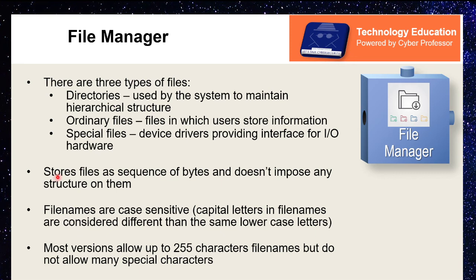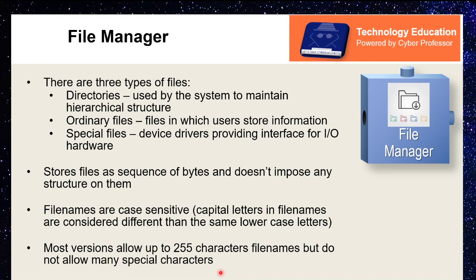Another characteristic of File Manager is the fact that it stores files as sequence of bytes and doesn't impose any structure on them. File names are case sensitive in the UNIX operating system, meaning whenever you assign a capital letter to a file name, that capital letter is considered completely different than the same lowercase letter. An uppercase A is considered different than a lowercase a in the UNIX operating system file management. Most versions allow up to 255 characters file names, but do not allow many special characters.